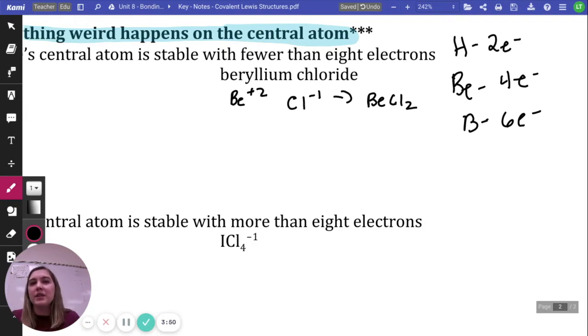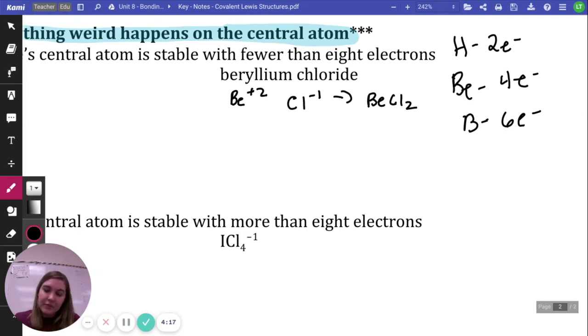Now, the reason it bonds like this is because the difference in electronegativity is not great enough between beryllium and chlorine for beryllium to completely give up its electrons. So even though technically we would consider this an ionic compound, in reality it's closer to covalent in the way it bonds, just because there's not a great enough difference in the electronegativity.